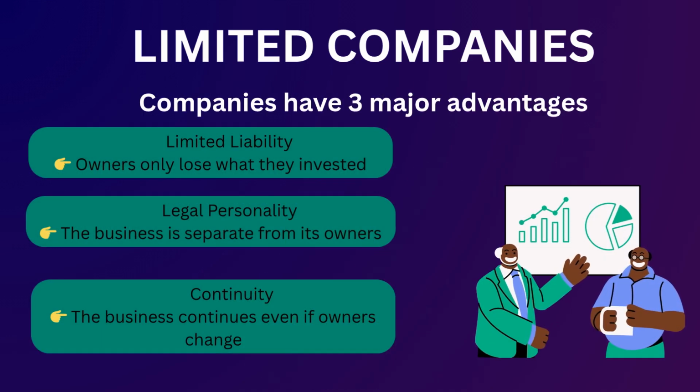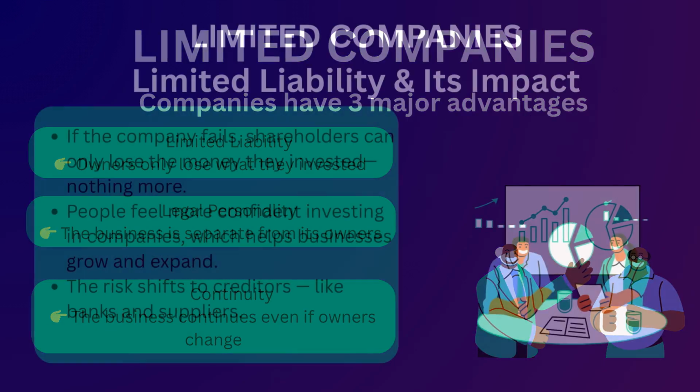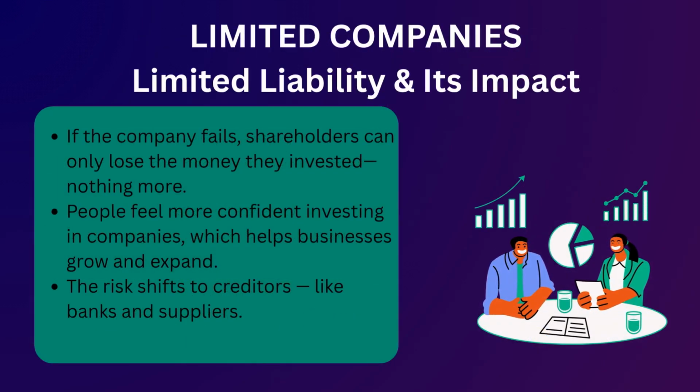Companies have three major advantages: limited liability. Owners only lose what they invested. Legal personality. The business is separate from its owners. Continuity. The business continues even if owners change. One of the biggest advantages for shareholders is something called limited liability. This means that if the company fails, shareholders can only lose the money they invested, nothing more.